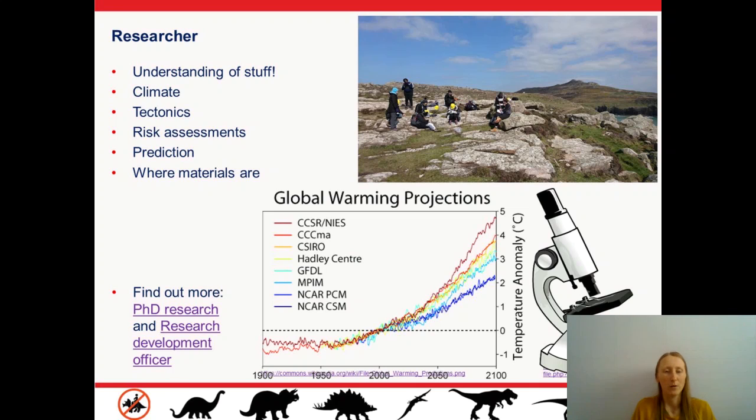So it's all about trying to understand more, and how do we gain that understanding. In terms of a researcher, potentially field work, potentially lab work, or computer modeling of some description. So basically trying to find stuff out and then making what you found out accessible, not only to other researchers, but also communicating that to the wider population.